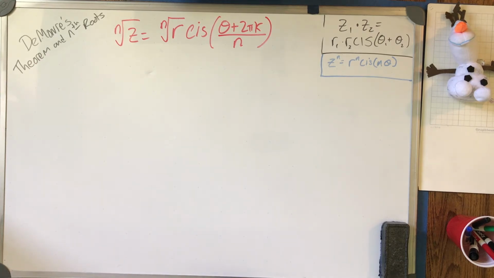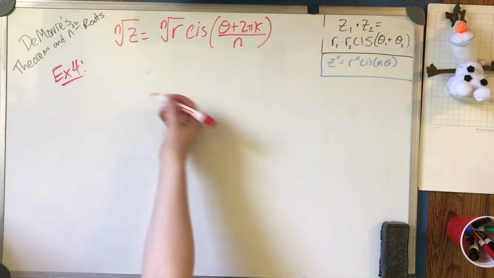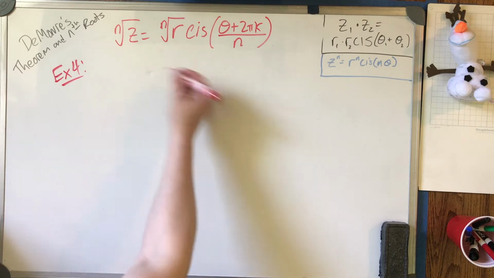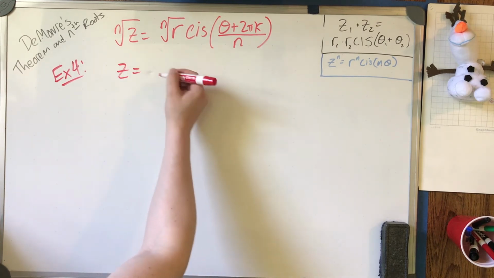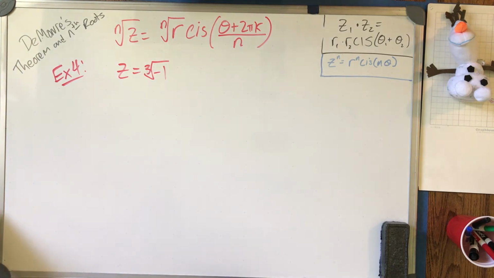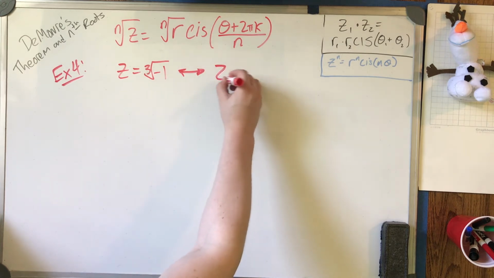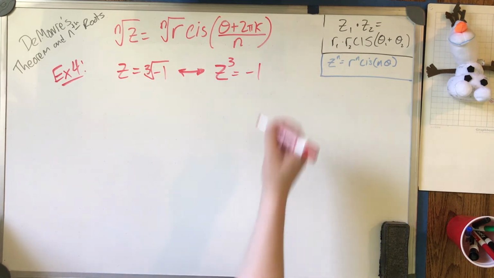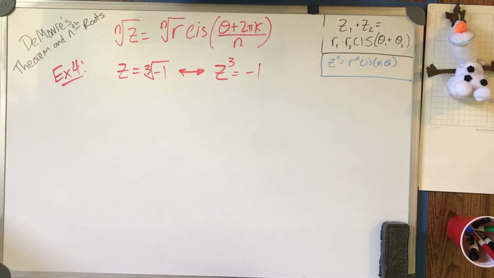And I'm going to deal with that when we're doing the actual example. And I actually think it makes more sense for us to start with example 4. So I'm skipping example 3 for now, and I'm jumping to example 4, which says find the cube roots of -1. Okay, so I want to know z equals the cube root of -1, and I want to figure out what these values are. But if we write this the other way around, this is really saying z to the third equals -1.